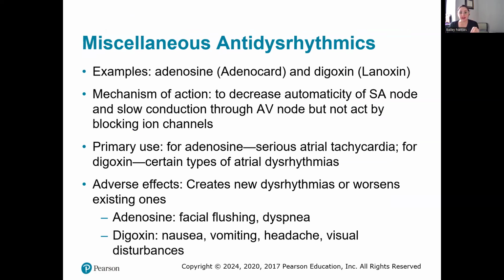All right. Now we have our miscellaneous ones: adenosine and DIG. Adenosine is very popular. We use it a lot. So the mechanism of action is to decrease the automaticity of the SA node and slow the conduction through the AV node, but it does not act on blocking ion channels.